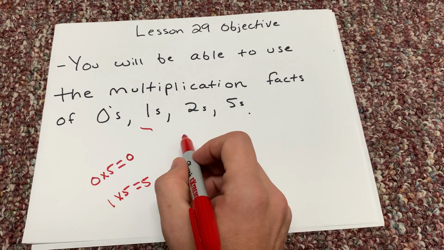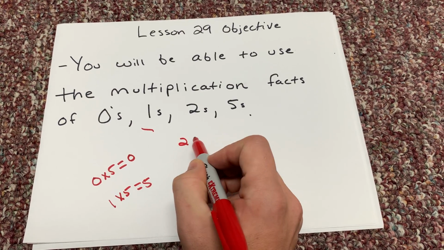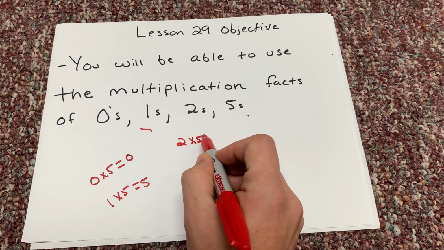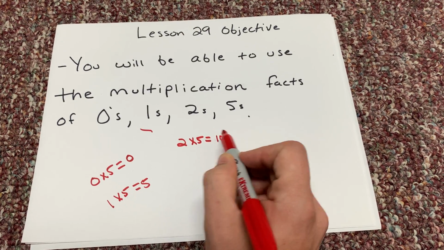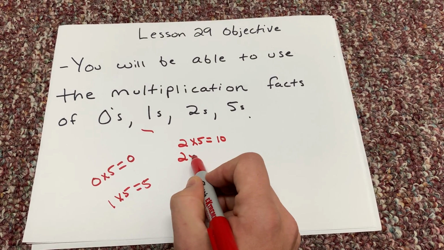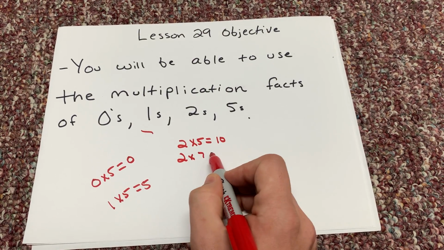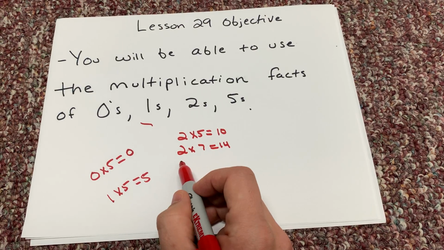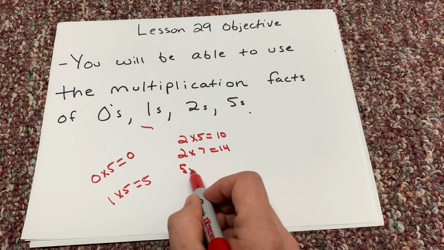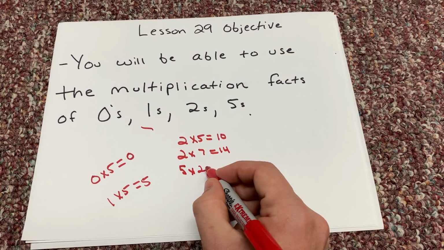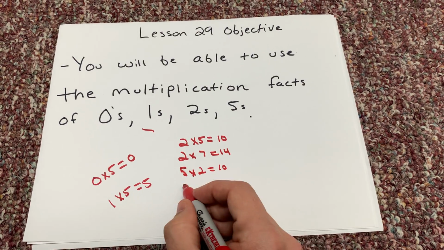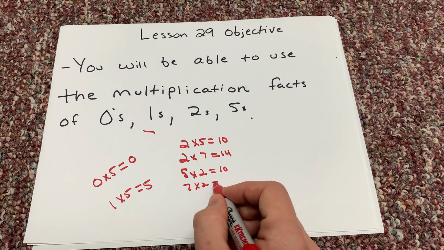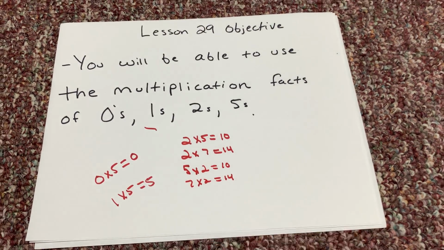Let's look at our 2's. So we did 2 times 5, which equals 10. Or we said 2 times 7, which equals 14. Or if I just want to flip these around, which mean the same thing, 5 times 2 equals 10. Or 7 times 2 equals 14.